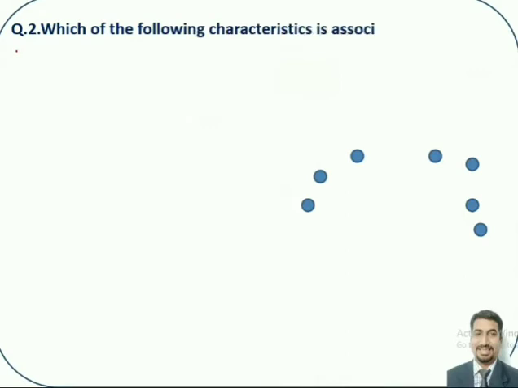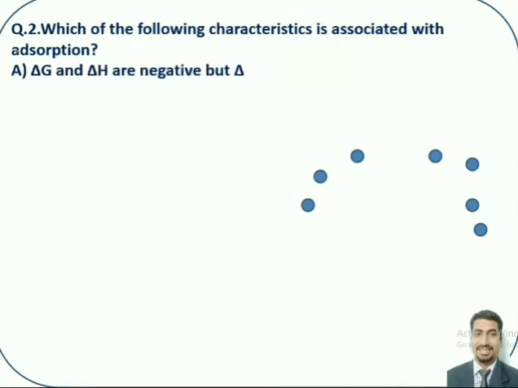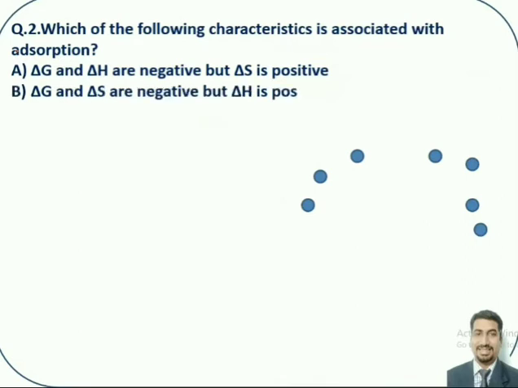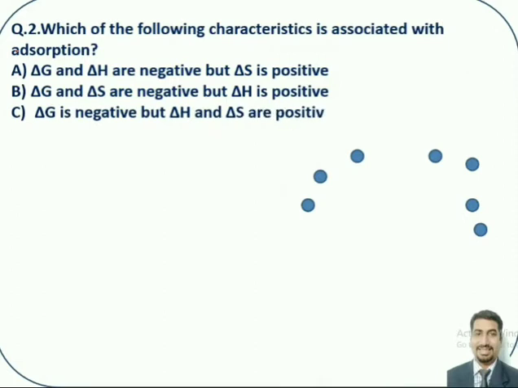Let's go to the next question. Which of the following characteristics is associated with adsorption? Option A, delta G and delta H are negative, but delta S is positive. Option B, delta G and delta S are negative, but delta H is positive. Option C, delta G is negative, but delta H and delta S are positive. Option D, delta G, delta H, and delta S all are negative.